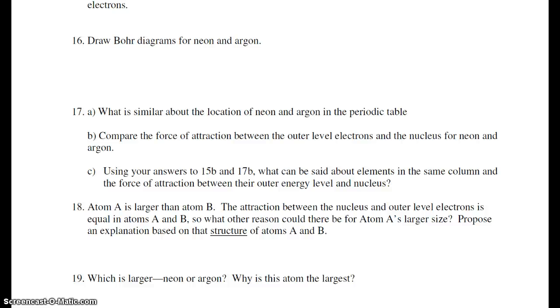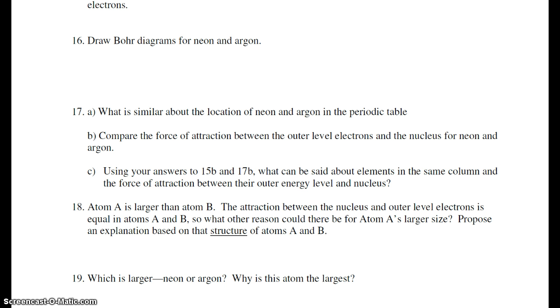C. Using your answers from 15b and 17b, what can be said about elements in the same column and the force of attraction between their outer energy level and the nucleus? So hopefully you notice that elements in the same column have the same attraction between the nucleus and their outer electrons. Neon and argon had +8, and sodium and lithium and hydrogen all had the +1, and they were all in the same column.